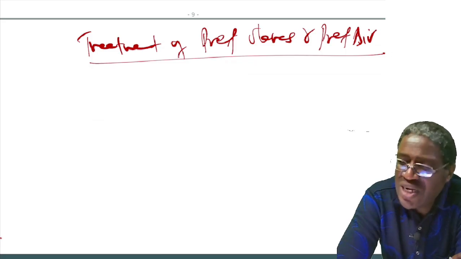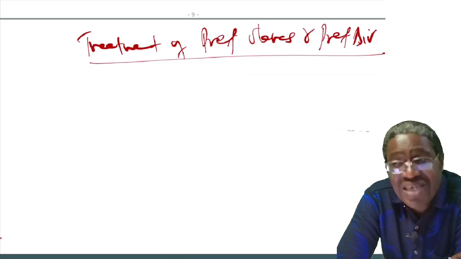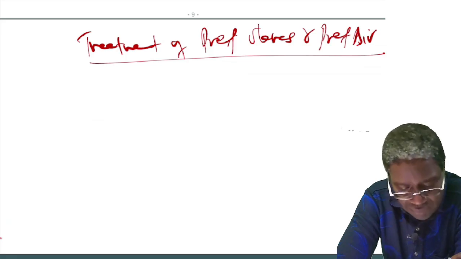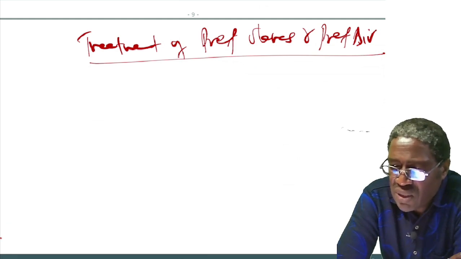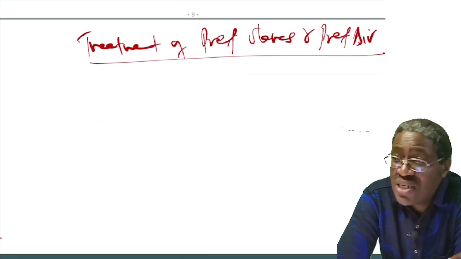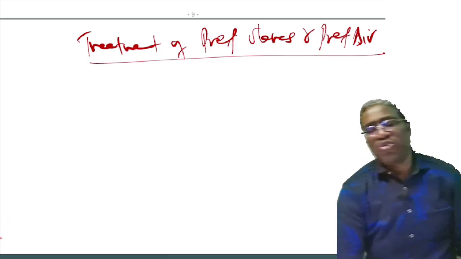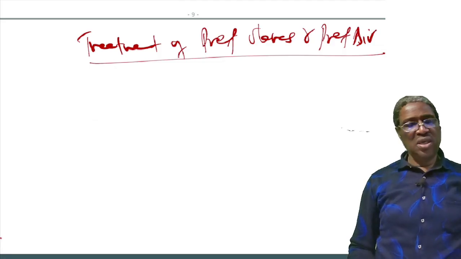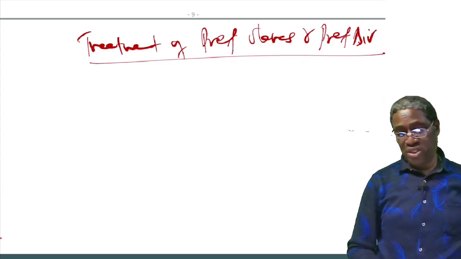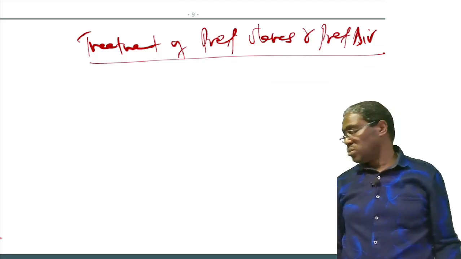Preference dividend on non-redeemable preference shares should be considered as an appropriation of profit in the statement of changes in equity. Good.